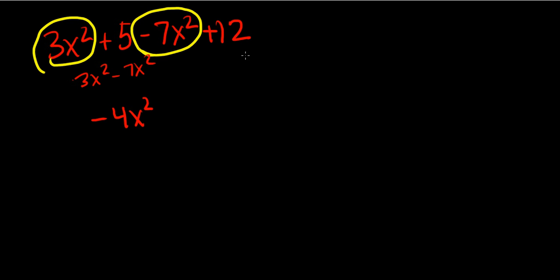Now let's look back at the top equation. We have 5 and 12. They are both just numbers, constants. So we can combine them. 5 plus 12 equals 17. So your final simplified answer would be negative 4x squared plus 17.